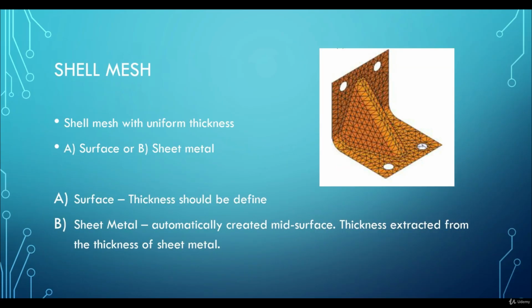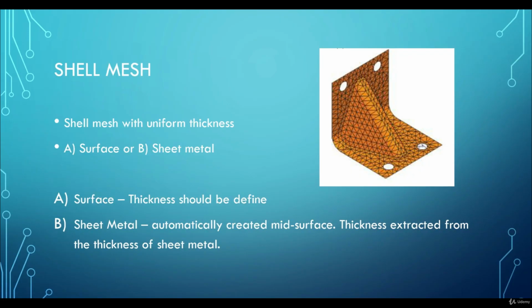When we have shell elements or 2D elements, we get a shell mesh. The shell mesh has uniform thickness, and it can be applied to a surface or sheet metal. So we can use a shell mesh when we have a surface or sheet metal model. When we have a surface, the user has to define the thickness of the shell mesh. When we have sheet metal, the thickness is extracted from the thickness of the sheet metal, so the program automatically defines the thickness of the shell mesh.